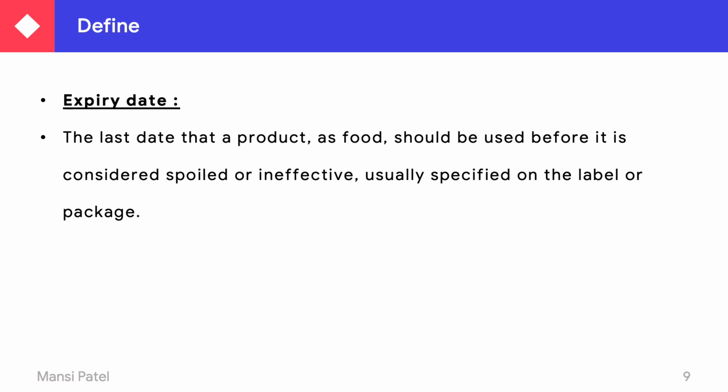So whenever you want to purchase anything from the market, from the shop, from the mall, first you have to check the expiry date. Why do we have to check the expiry date? Because that is the date after which you can't use that product, because the effect and taste of that product is going to change. So if you purchase anything from the market, use it before its expiry date.